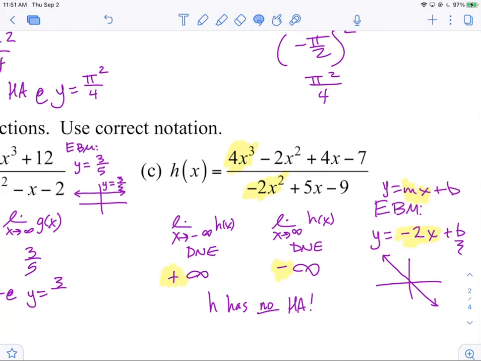But if we're interested in sketching it more accurately, like for local behavior, or the question asks us, what is the equation of the slant asymptote? Sometimes they're called oblique asymptotes, which just means slanted or at an angle. We need to find b.